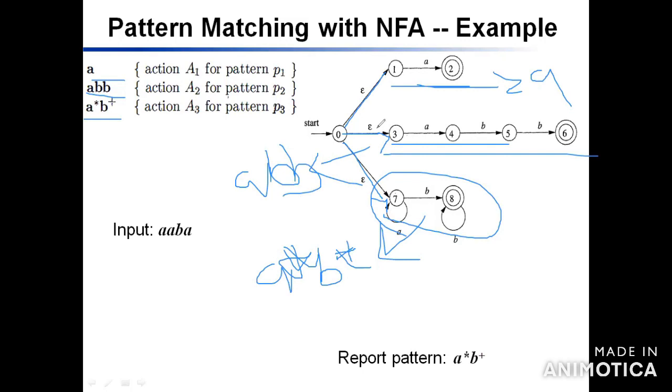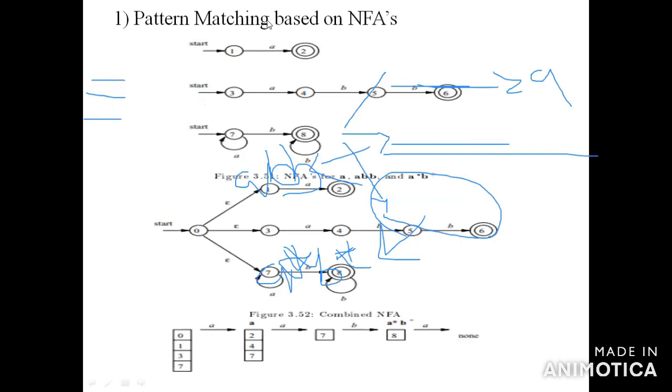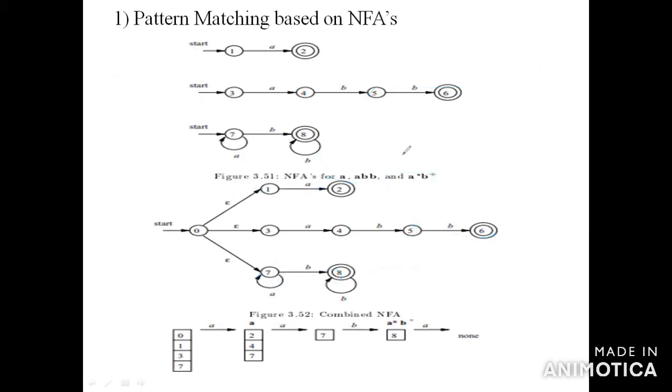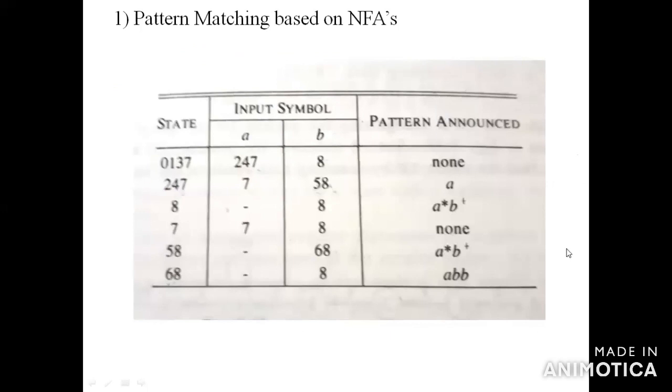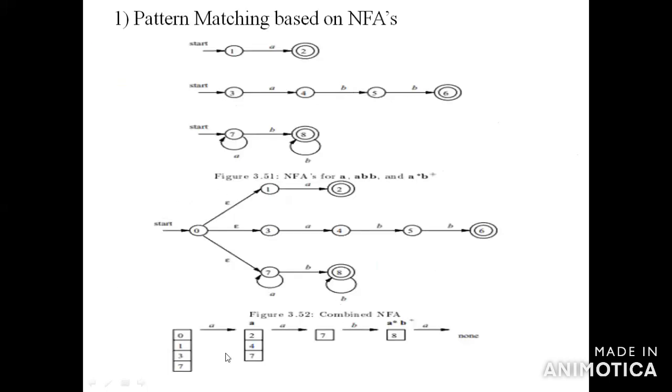Okay, so after that, what will we do? After that, you have to check the given diagrams. What is the diagram here? So abb, a star b plus. Now check in abb, a star b plus. This is for the pattern matching algorithm. So what is 0137? 0137 is the state, the start state. 0137 is nothing but the start state.